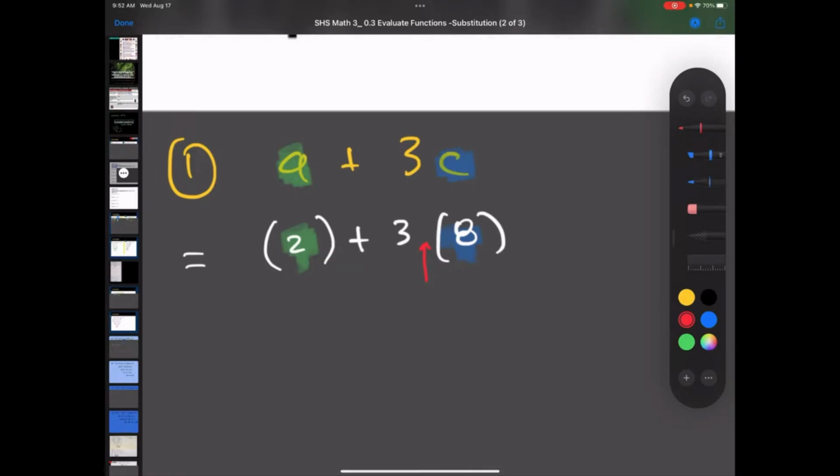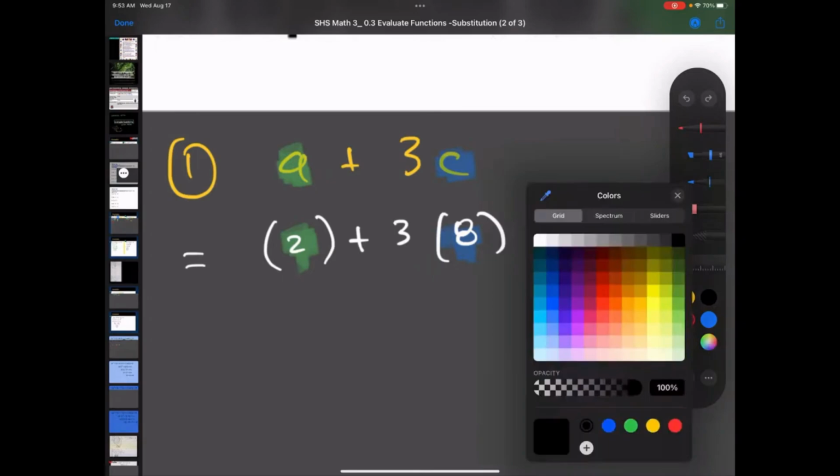Class, are we going to add 3 and 8? Are we going to subtract? What are we going to do? We're going to multiply. So if you don't see addition or subtraction, you are multiplying. Let's go ahead and multiply those.